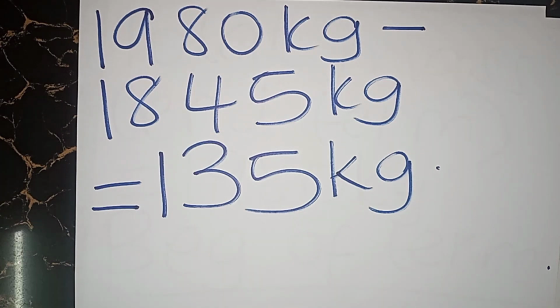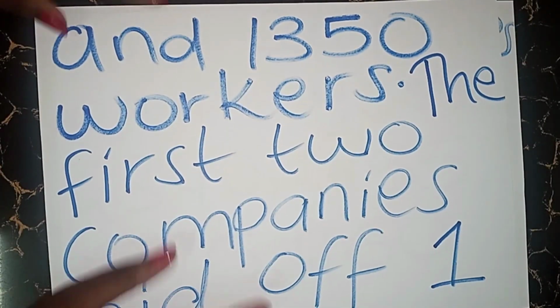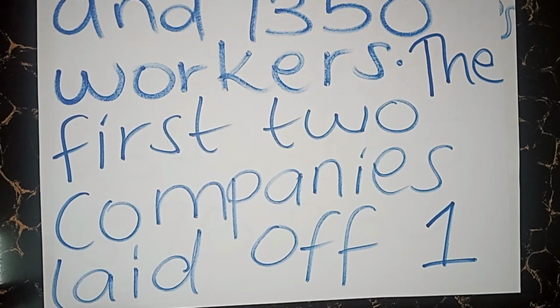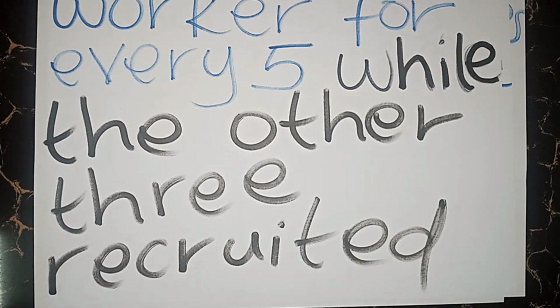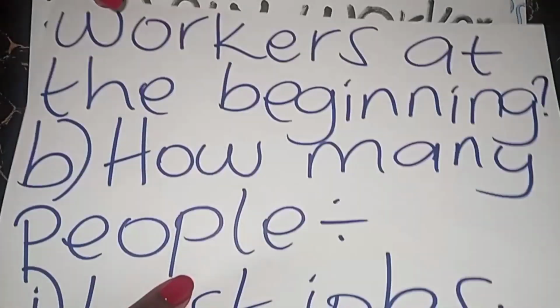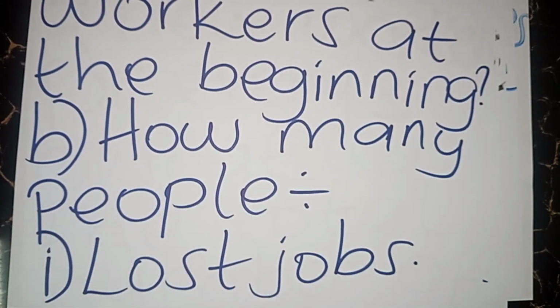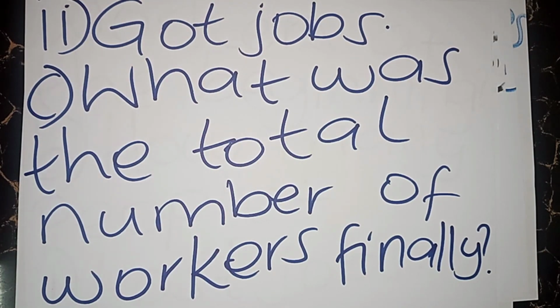Okay, so let's go through one last question. 5 companies employed these workers. The first 2 companies laid off 1 worker for every 5, while the other 3 recruited 2 new workers for every 3. Part A is asking what was the total number of workers at the beginning. Part B is asking how many people, Roman 1, lost jobs, Roman 2, got jobs. And part C is asking what is the total number of workers finally.